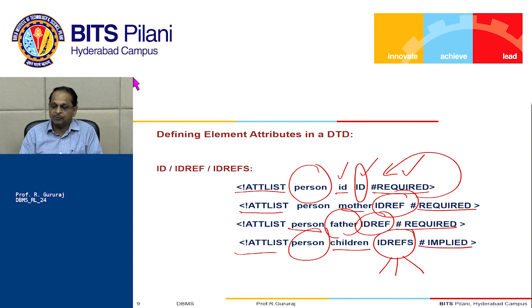It is implied, meaning that it can be there and it can be skipped. That is the meaning. This is how we can specify the attributes, or I can attach attributes to the elements. And we have types called ID, IDREF, and then IDREFS.